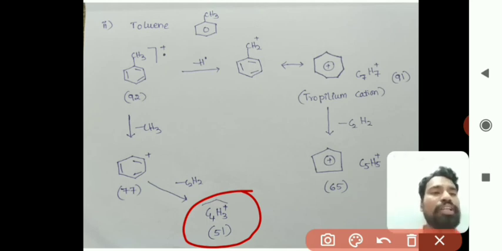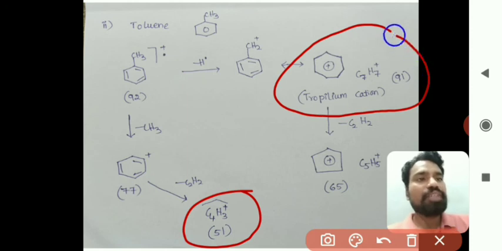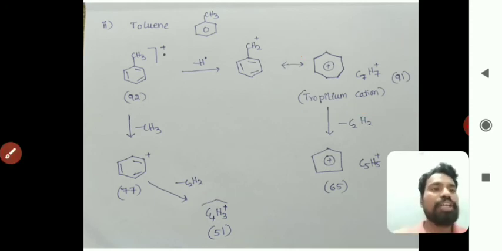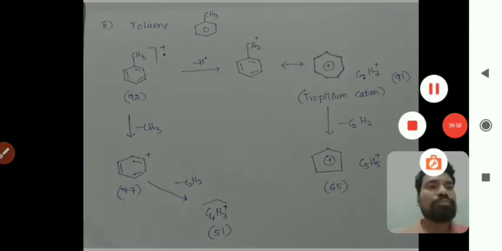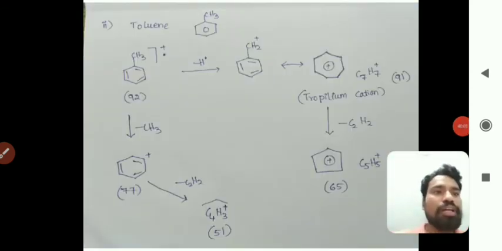So in this toluene fragmentation, we have to remember the highly stable carbocation is the tropylium cation. Whenever there is a possibility of formation of the tropylium carbocation, it will automatically be formed in the fragmentation of aromatic compounds, because it is a highly stable carbocation which is formed in aromatic compounds, right.